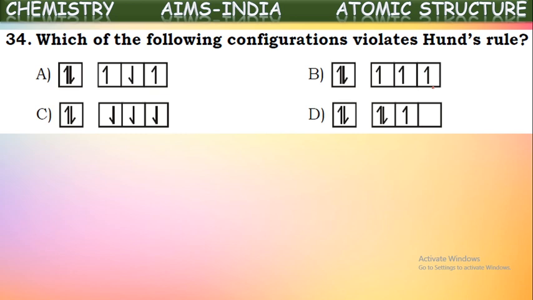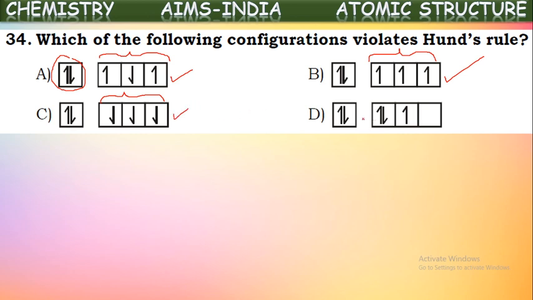The orbitals present in the subshell are called degenerate orbitals because they have the same energy. Now if you observe the first configuration given here, electrons are occupying these 3 degenerate orbitals, each orbital occupied by a single electron. So this is correct according to Hund's rule. In the second one also, these 3 degenerate orbitals are occupied by a single electron only, so it follows Hund's rule. Next, in the third one, all the degenerate orbitals also have a single electron, so this also follows Hund's rule.